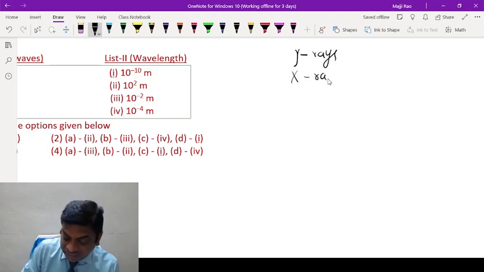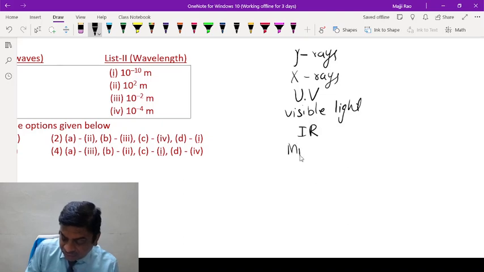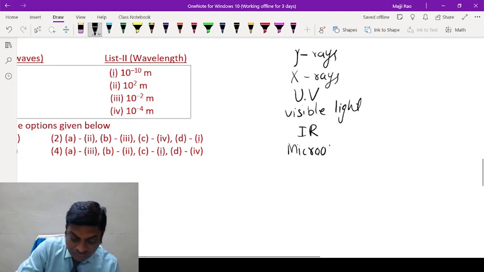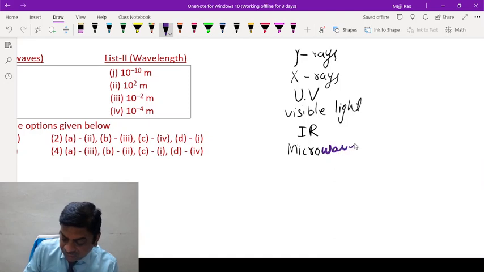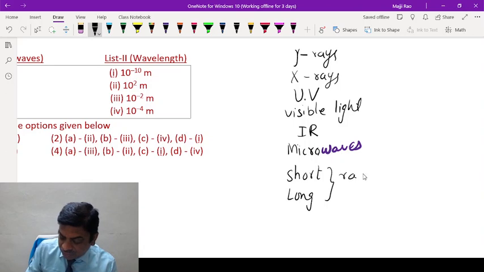Then you have X-rays. Then you have UV, that is ultraviolet light. Then there is visible light. Then there is infrared radiation. Then there are microwaves. And finally you have radio waves. Radio waves itself can be categorized as short and long. So short and long radio waves.